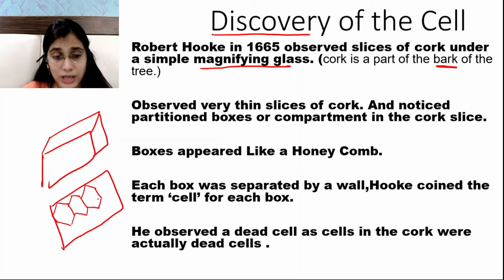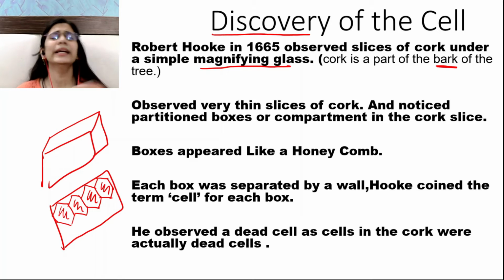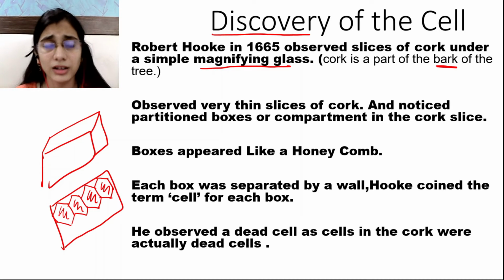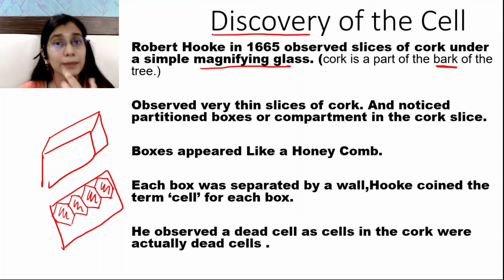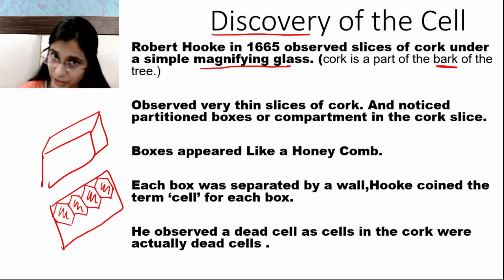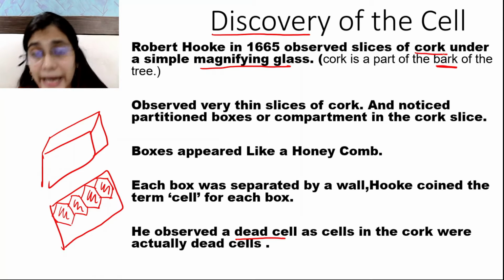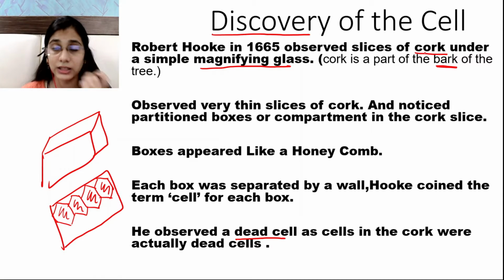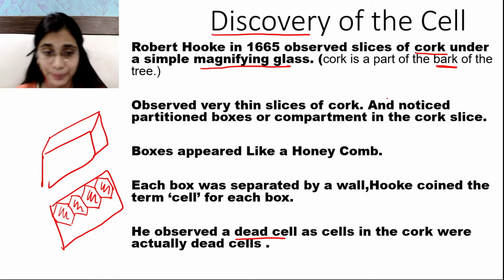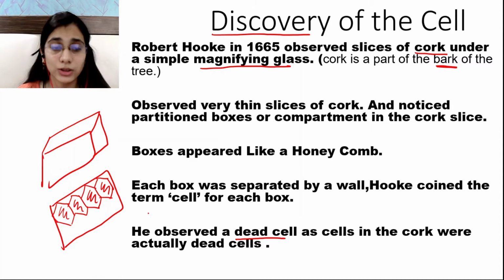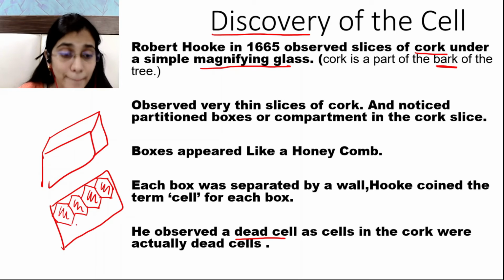But the magic was that these boxes were empty inside. These were empty boxes or empty rooms. And in the initial part, I discussed that a cell has parts, but this doesn't have any parts. We will know later why. And the answer is that these cells were dead. Yes, the cork is the dead part of the tree. That's why there were no organelles of the cells present in this microscopic view.